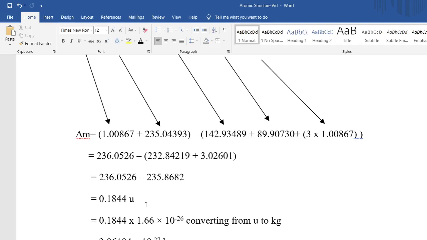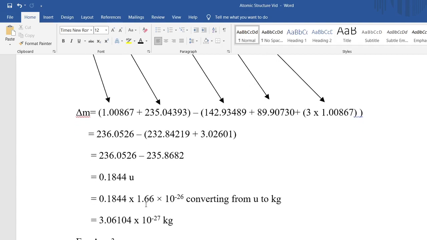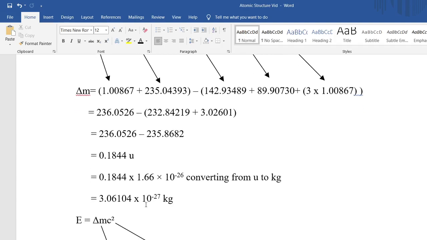Now I need to convert from U to kilograms, because kilograms is the SI unit of mass. I would multiply that number by 1.66 times 10 to the negative 26, which will be given in your examination. You don't need to remember this conversion ratio. And I end up with a mass of 3.06104 times 10 to the minus 7 kilograms. I don't do any rounding off.